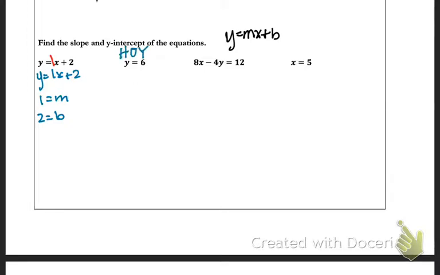Next one, that acronym HOY, H-O-Y. This is a horizontal line. So the slope is going to be 0. And the b value is going to be 6, or the y-intercept is 6.